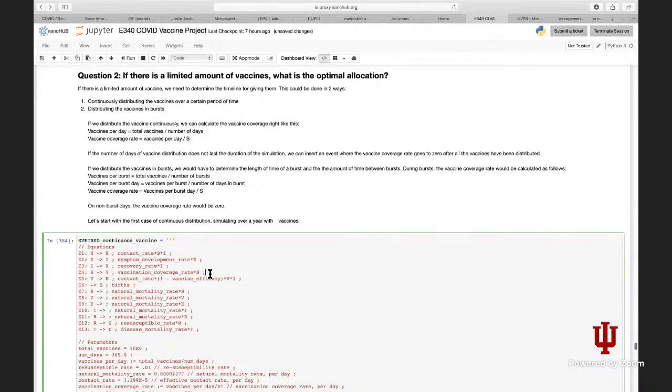So now the burst case is that if we distribute the vaccine in bursts, we have to figure out the length of time of a burst, the number of bursts, and then based on how long we're simulating for, the amount of time between bursts. So then our vaccines per burst would be the total vaccines divided by the number of bursts. The vaccines per burst day are the vaccines per burst divided by the number of days in the burst. So then the coverage rate when we're in a burst should be the vaccines per burst day divided by S, but then we run into the same problem as before. So then on non-burst days, the vaccine coverage rate would be 0.